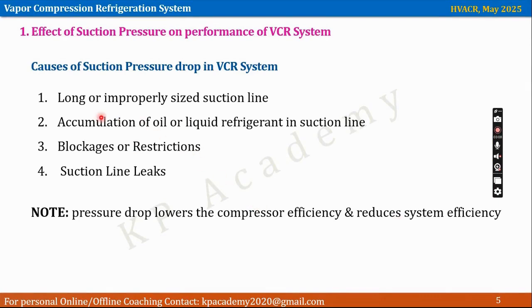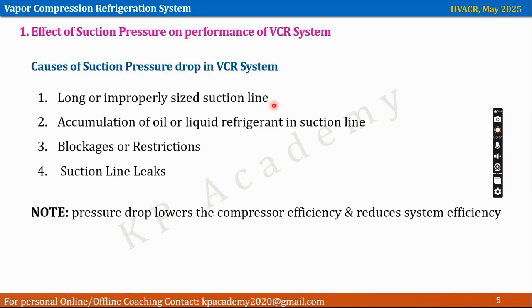Okay. Next is causes of suction pressure drop in the VCR system. What are the different reasons to have drop in suction pressure in a VCR system? So very first is what? Long or improperly sized suction line. Long or improperly sized suction lines means what? If there is a less diameter pipe or longer length pipe or any other improperly sized line, right?